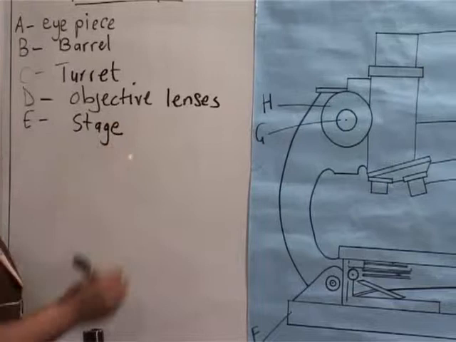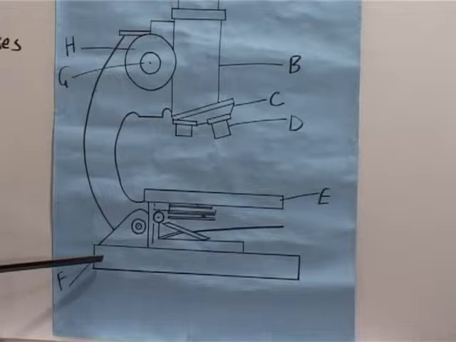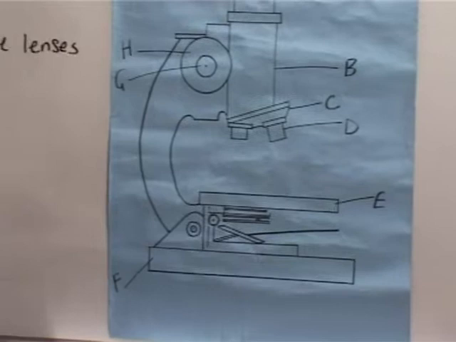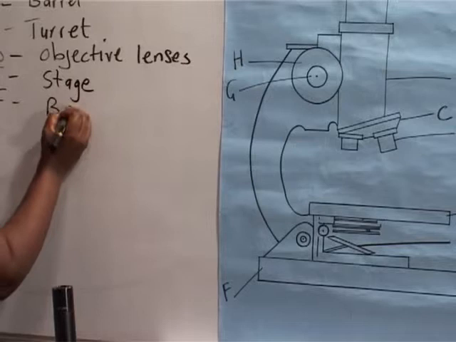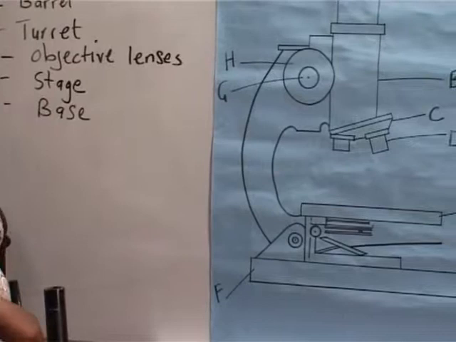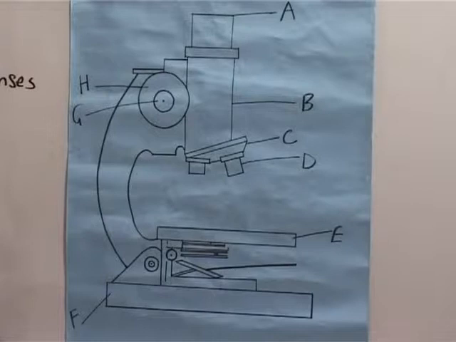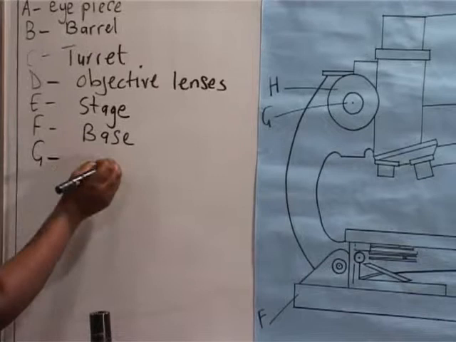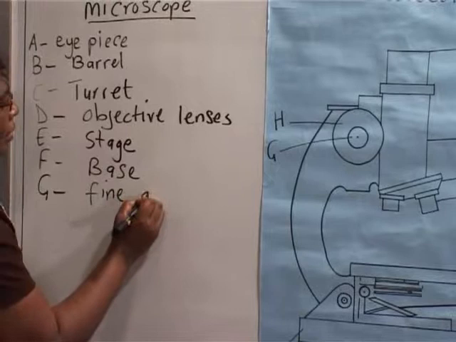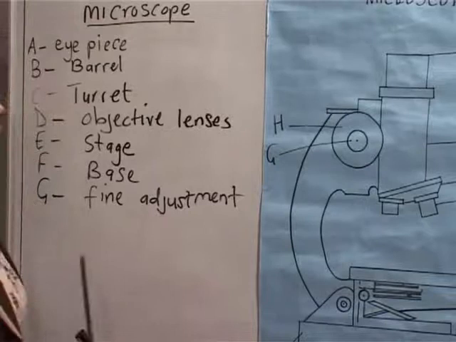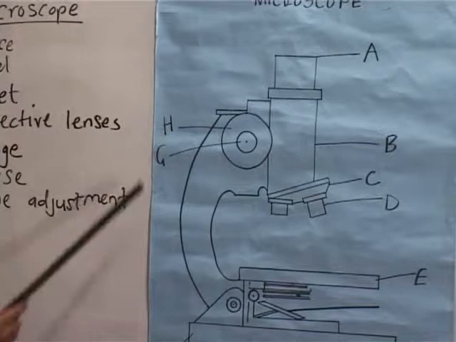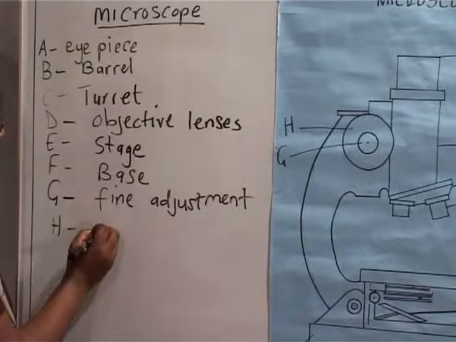Let us go further. Look at part F. What do we call part F? Very good. F is called base. Let us continue. Let's look at part G. What is part G? Very good. G is what we call fine adjustment. So we are saying fine adjustment. And what of part H? Very good. This is called coarse adjustment.